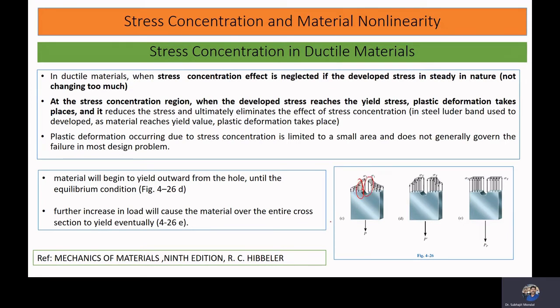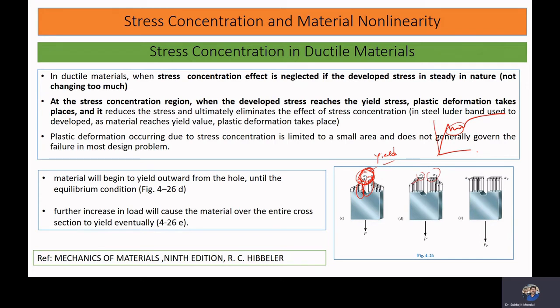So what happens? Initially there will be some stress concentration in this zone, and the material here will reach its yield value first. Once the material yields, in the case of a ductile material we have a plastic flow. When the stress developed here yields first, the nearby material also gradually reaches the yield value.